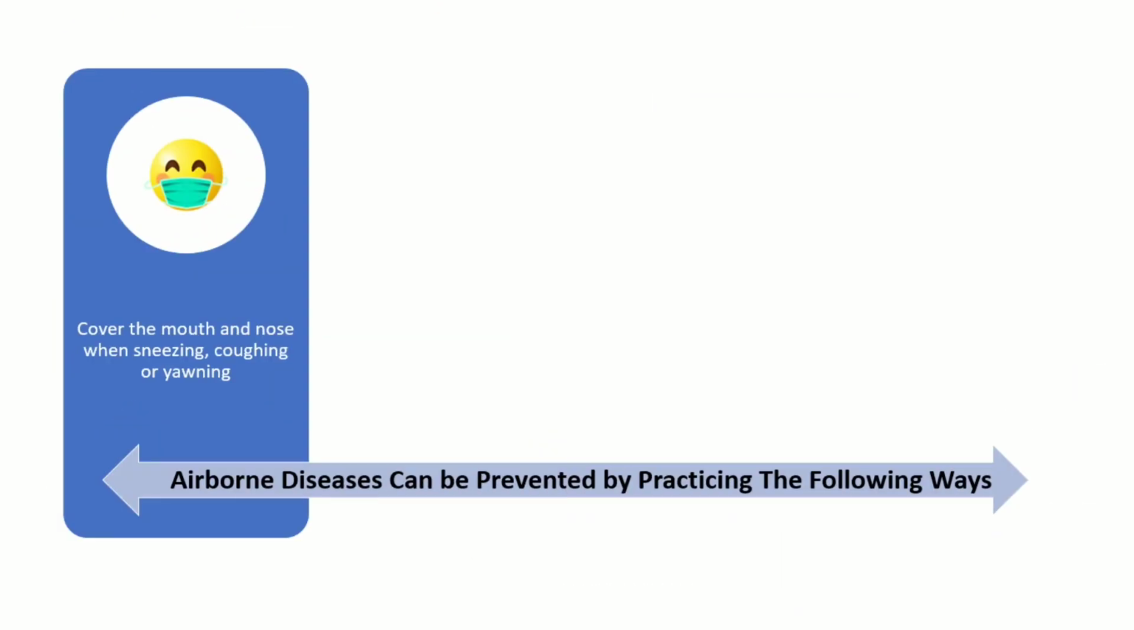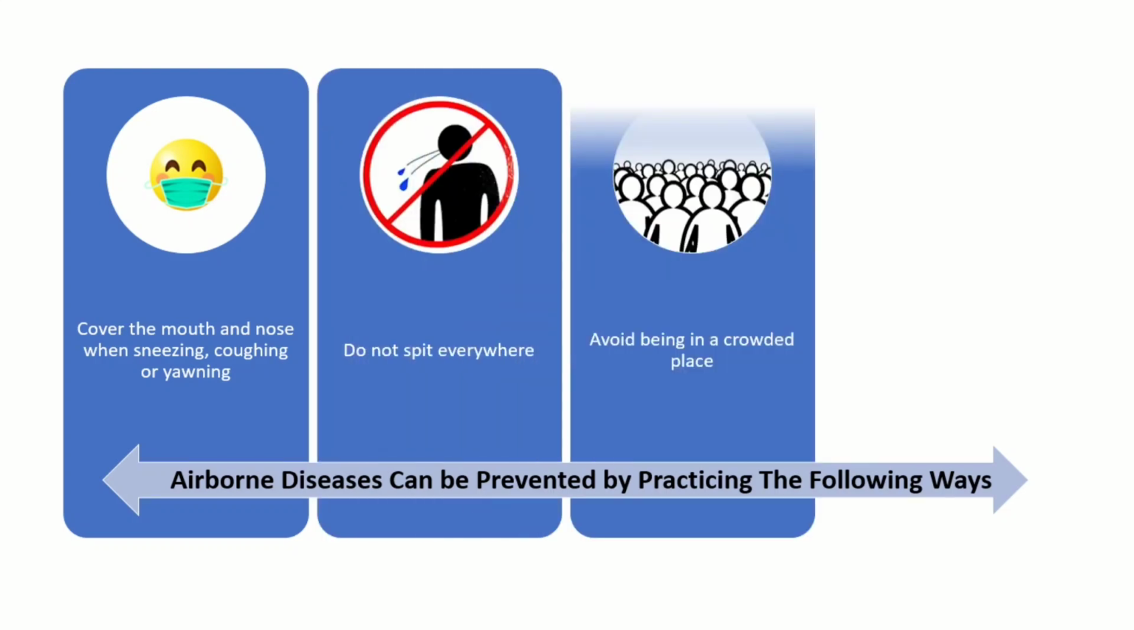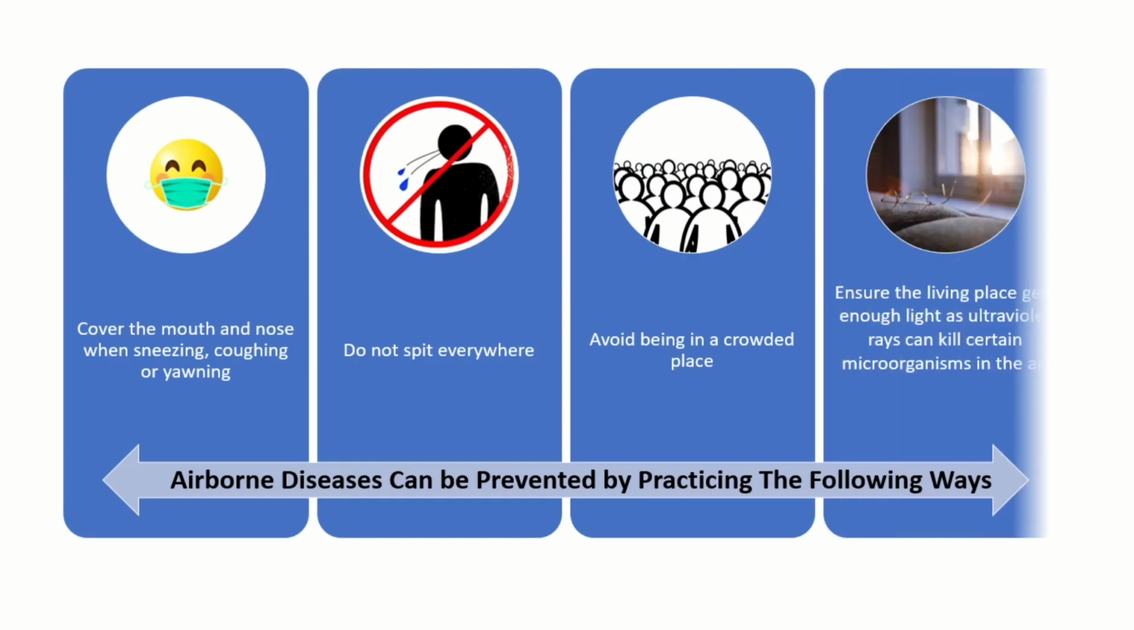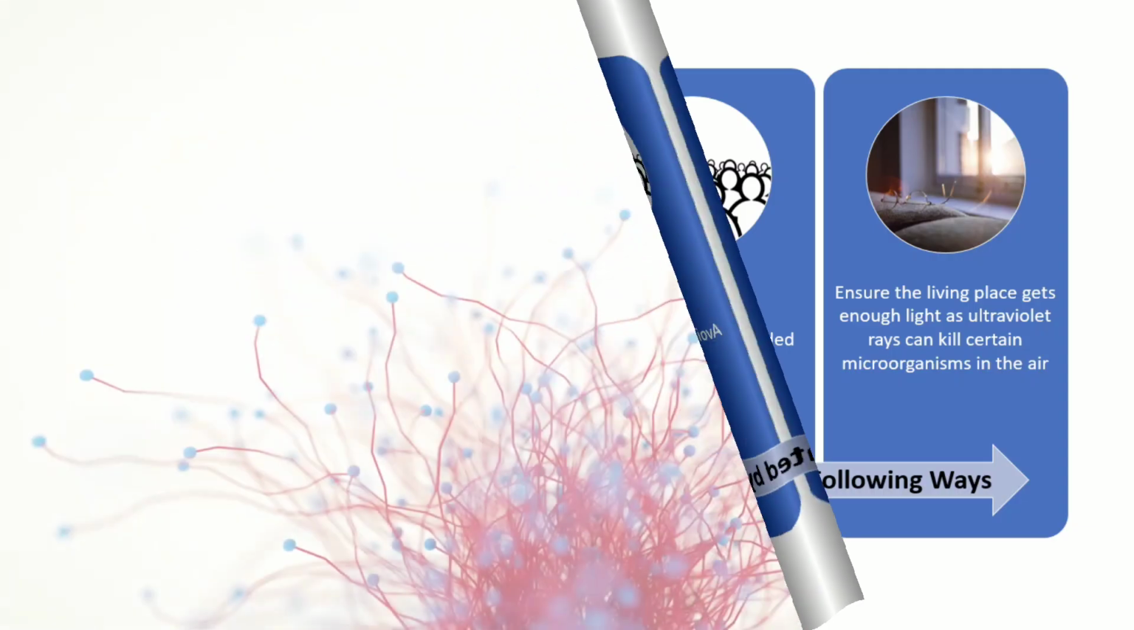So the airborne diseases can be prevented by practicing the following ways. Cover the mouth and nose when sneezing, coughing and yawning. Do not spit everywhere. Avoid being in a crowded place, and also ensure the living place, rumah kita, gets enough sunlight, because the UV ray can kill microorganisms.